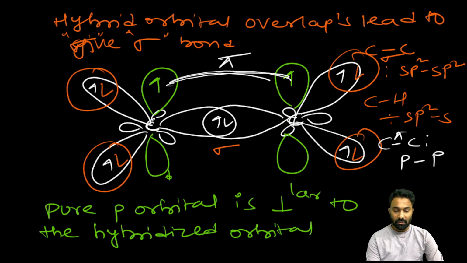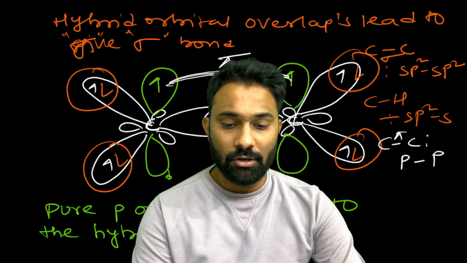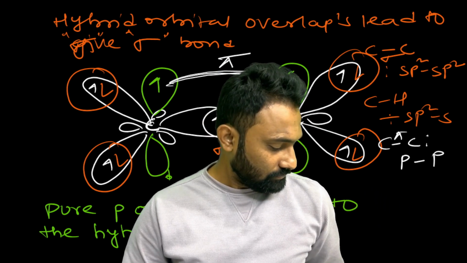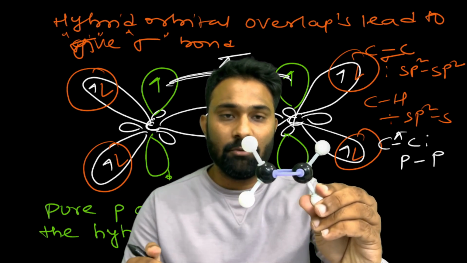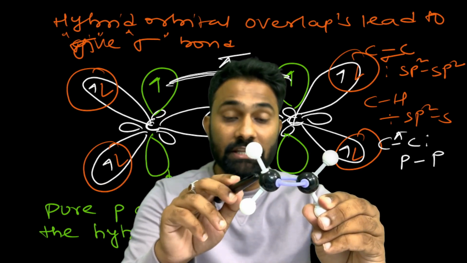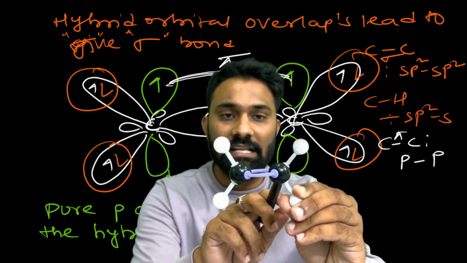Now we'll see how the pi bond is formed, or how ethene will be formed. Experimentally, this is the ethene molecule. In this ethene molecule, this is one carbon and this is the other carbon.